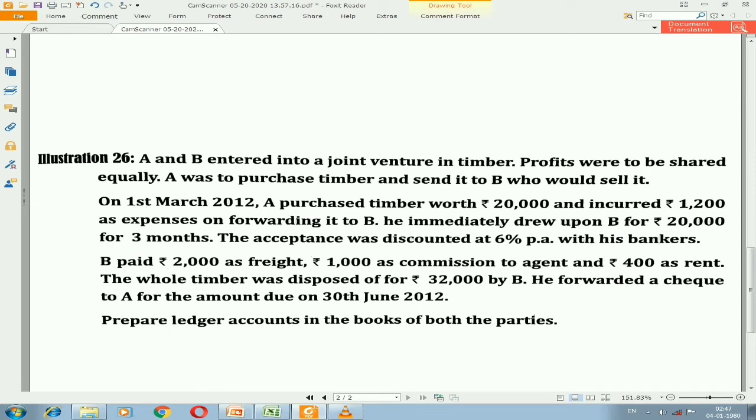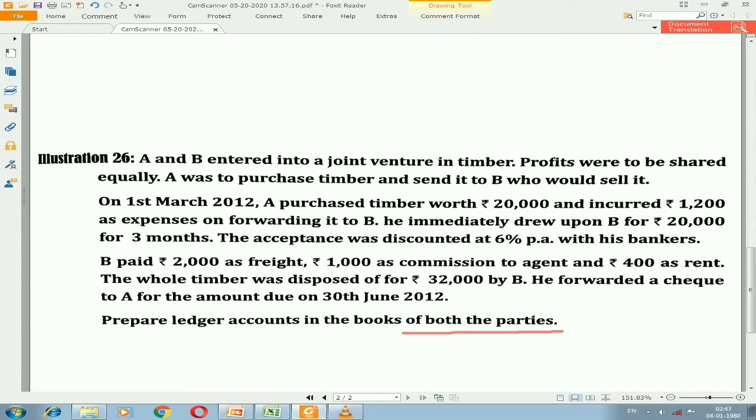You can see the question they have asked at the last: prepare ledger accounts in the books of both the parties. So in the books of both the parties, we are supposed to prepare separately. We have 2 co-ventures, A and B. We are supposed to prepare the entries under the books of A as well as the entries under the books of B. So you need to make, in the books of A, the joint venture account and B's account. In the books of B, the joint venture account and A's account.